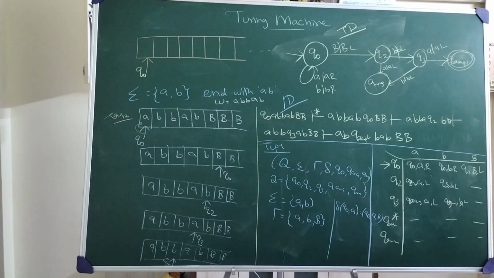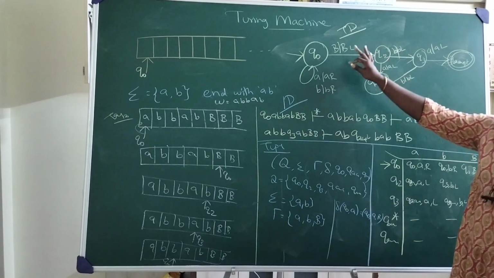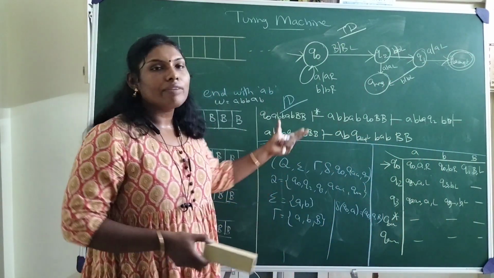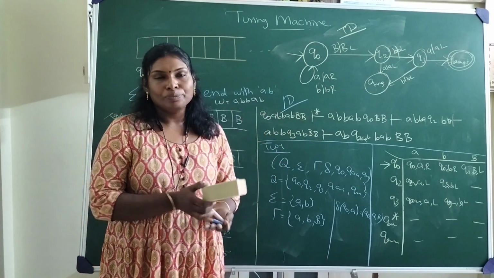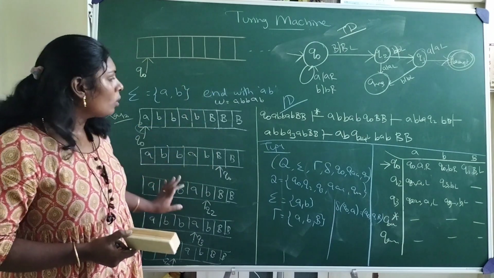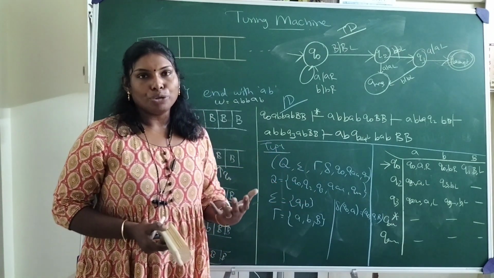So sometimes you will be given a transition table. Once you are given a transition table, convert it into a transition diagram for clear understandability. Okay, then you can proceed on the language that is accepted by this. Okay, so I think it gives a complete introduction about what a Turing machine is, and all the possible structures and representations that we have for a Turing machine.